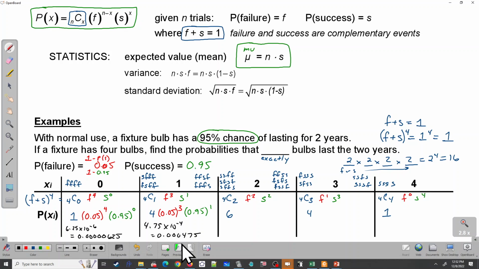Again, not very likely to occur, but more likely than this situation. And we're just going to keep doing this. Basically, we take our expanded binomial and we just fill in the failures and successes, and that's all it takes to actually do this binomial experiment.